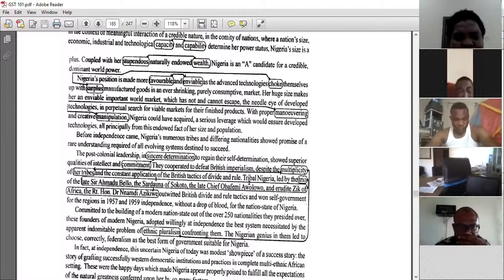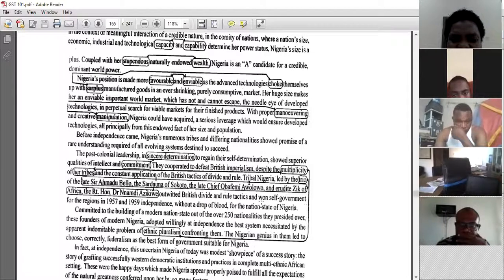Now look at another. I think if you check here, he used the word 250 nationalities. He was describing Nigeria. He mentioned 250 nationalities in Nigeria. So when somebody has mentioned 250 nationalities and he uses the word multiplicity, what does that tell you?